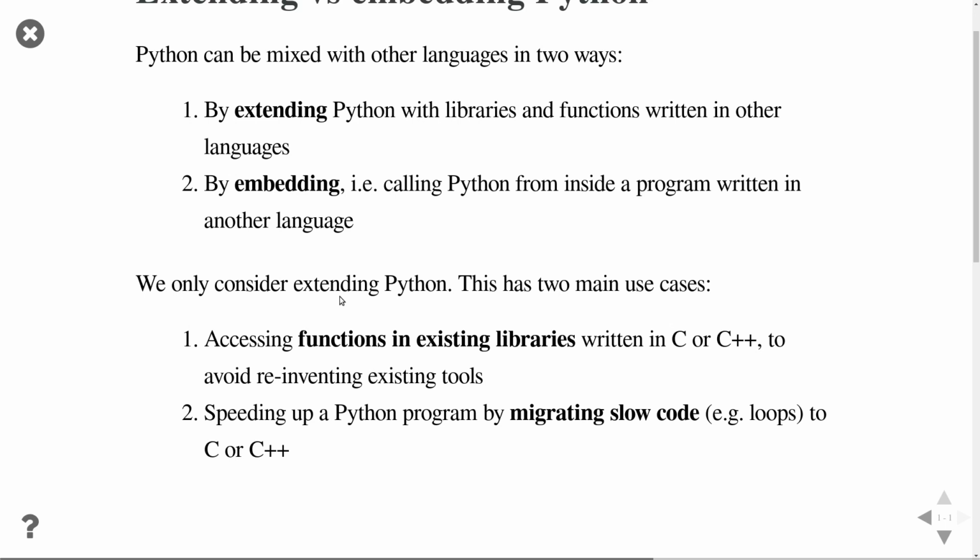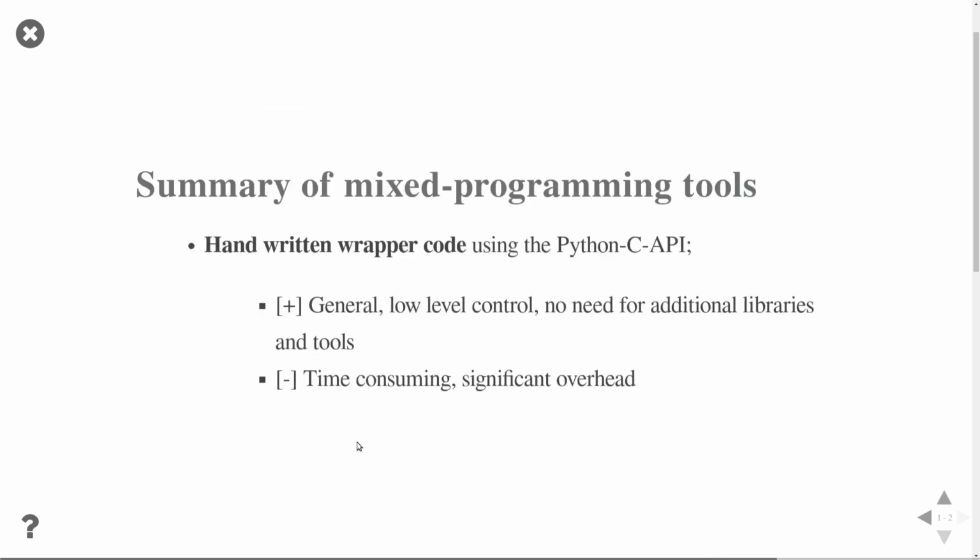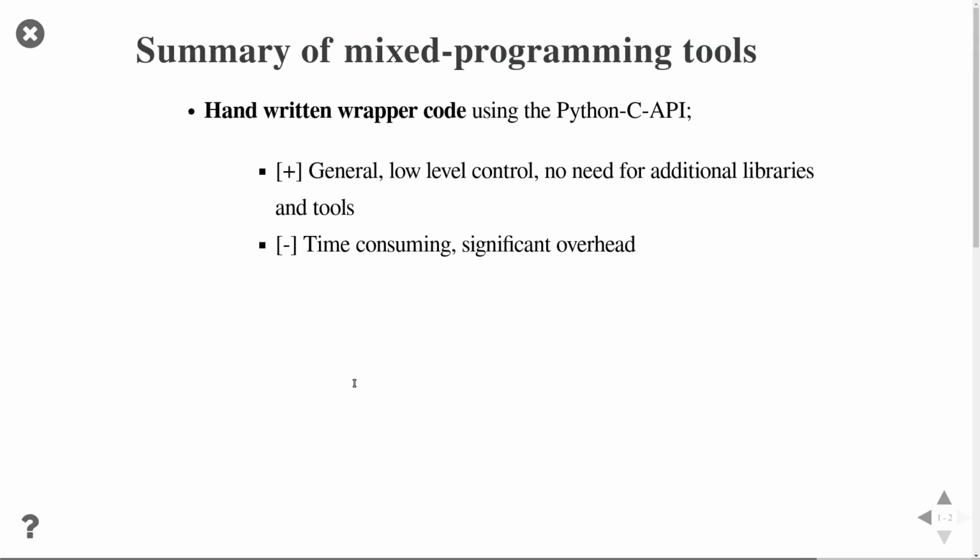So rather than re-implementing code, you would like to just use existing code. The second use case is if you have a slow part in your Python program and you would like to migrate that code to a C implementation and then just call out to the C implementation. So there are different ways of doing it.